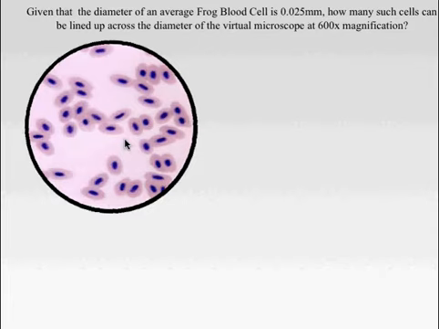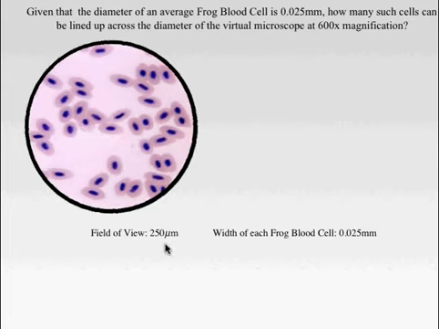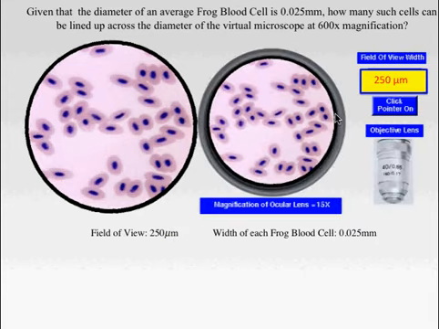It says, given the diameter of an average frog blood cell is 0.025 millimeters, how many such cells can be lined up across the diameter of the virtual microscope at 600 times magnification? Well, we're given a few things in the question. We know the field of view is 250 micrometers, and the width of each frog blood cell is 0.025 millimeters. But where did I get this 250 micrometers right here? Well, I got it directly from the microscope. The field of view at 600 times magnification is 250 micrometers.